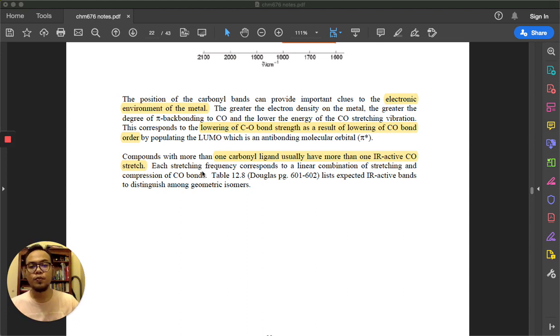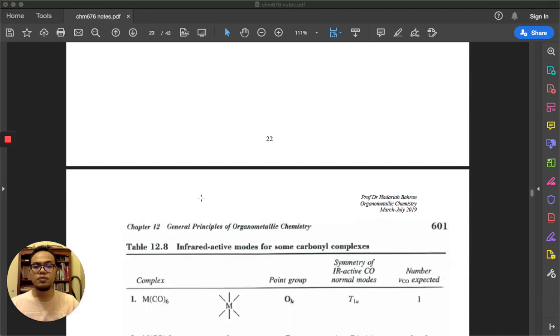So compounds with more than one carbonyl ligand usually have more than one IR active carbonyl stretch. Definitely when you have more than one carbonyl, you should be expecting more bands of your CO on the spectra. We are going to learn this later in the following table. Each stretching frequency corresponds to a linear combination of stretching and compression of carbonyl bonds. It will be a little bit complicated, but we are going to focus on a few important parts of the structure. Now let us move on.